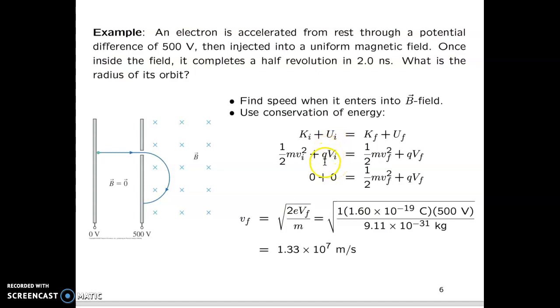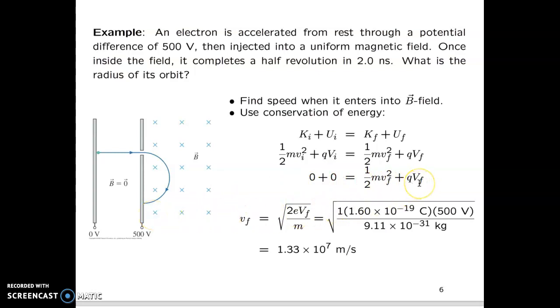So U sub i is q times the initial potential. That's 0 volts. And note that the initial speed, v sub i, is also 0. That's why you have a 0 plus 0 here. On the other side, we don't know v sub f. We want to find that. I have to be careful about saying v. Little v is the speed. Capital V is the voltage or electric potential. V sub f, big V, the final voltage, is of course 500 volts.